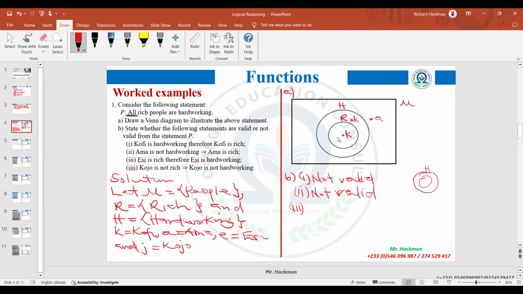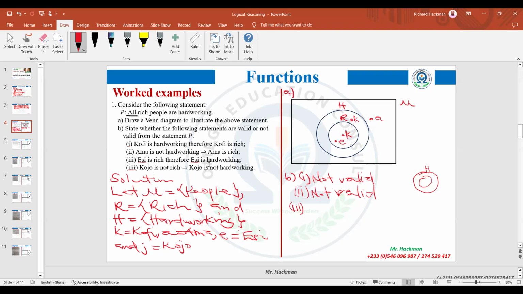Now I am going to position my dot E for AC. So how many regions were we able to place AC? Only one. So we use that only one to do your argument. AC is rich, therefore AC is what? Hardworking. So it means my AC must be in R and also be in what? In H. Is that clear? Now let's see. This E is in R. Am I right?